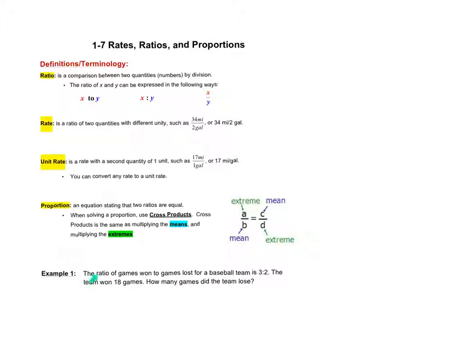Let's look at example 1. The ratio of games won to games lost for a baseball team is 3-2. The team won 18 games. How many games did the team lose?